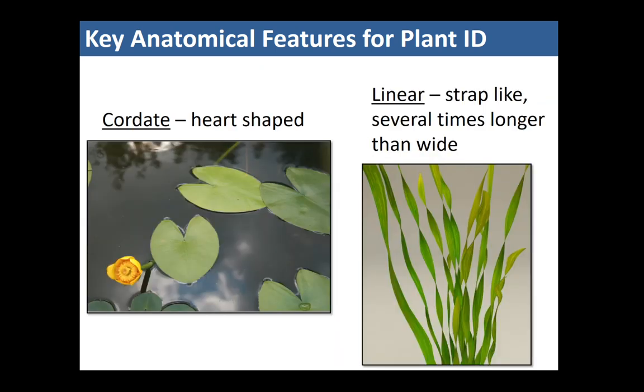Some other words to describe the shape. On the left-hand side is cordate. Cordate is a botanical term that means heart-shaped, like we see in this Nuphar on the left. Or on the right is Vallisneria or eelgrass. That leaf is what we call linear. A linear leaf is like a strap or like a shoelace, where it's several times longer than it is wide.